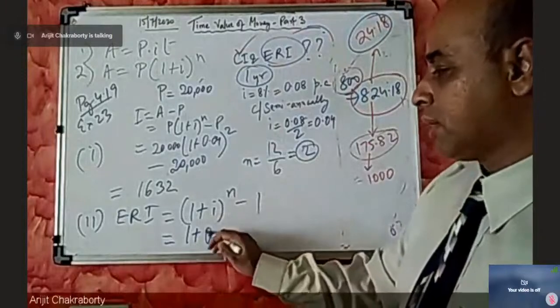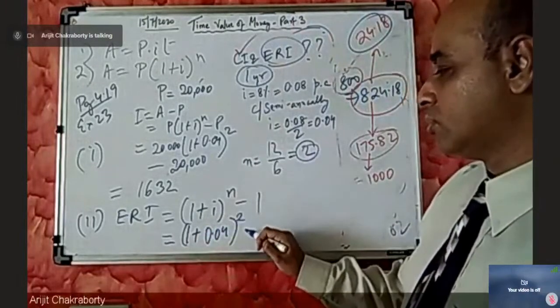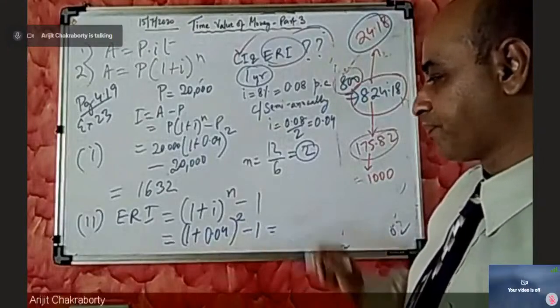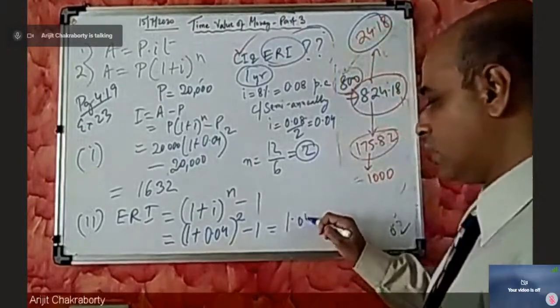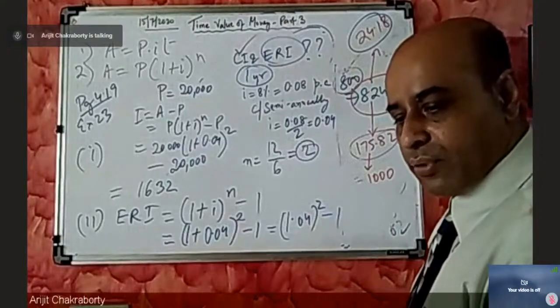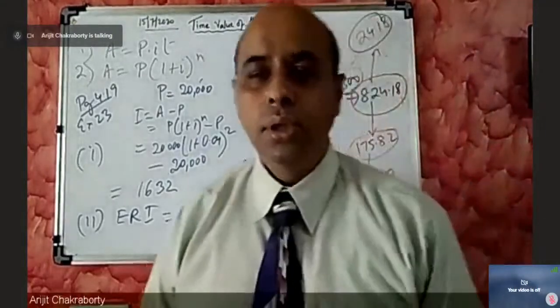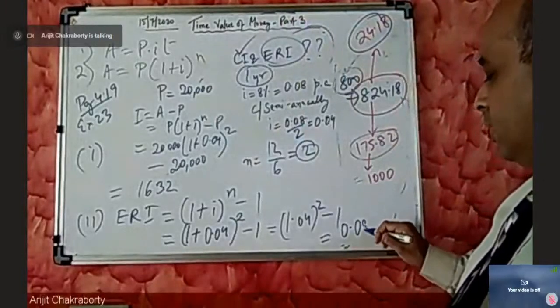0.04. So 1 plus 0.04, n is 2. So 2 to the power 2 minus 1. That is 1.04 square minus 1. If you simplify this, it comes to 0.0816.